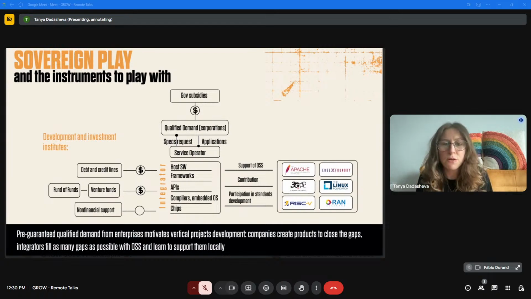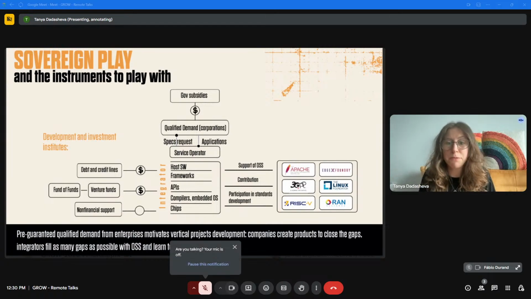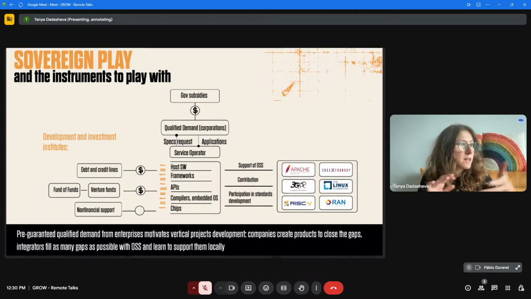Obviously you can't stimulate consumers to create the demand. They will always just follow. But you can stimulate corporations to form the demand, especially the qualified demand, when they can actually tell you what they need and what the specs are, at least the requirements. Because again, since we're talking about infrastructure, the turnaround is not that fast. So it's definitely planned ahead.